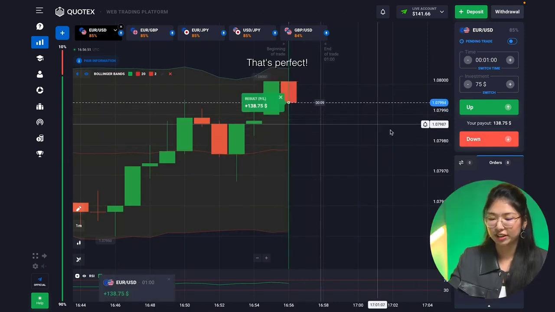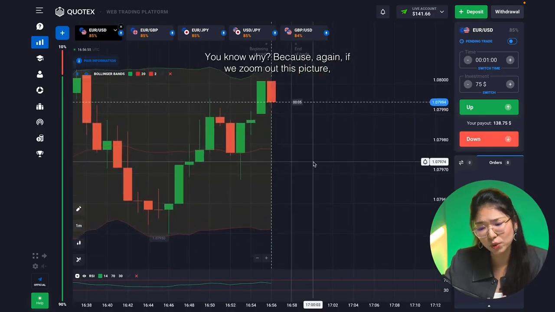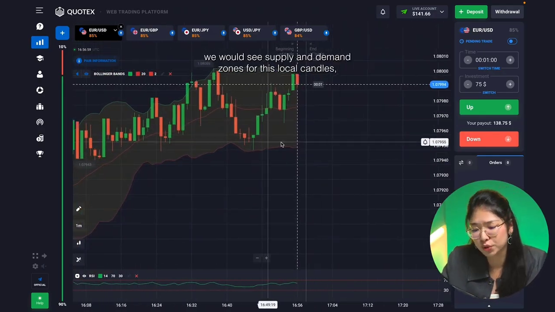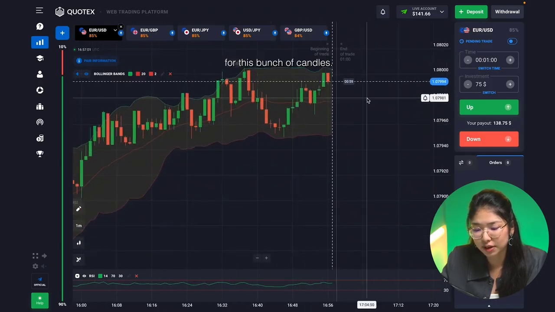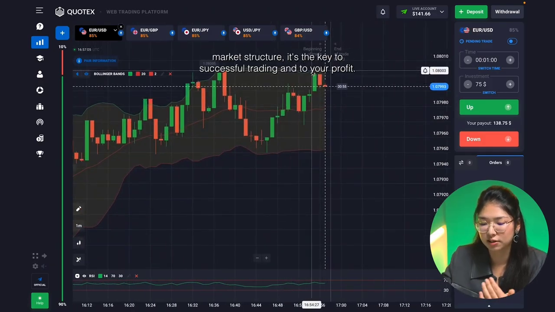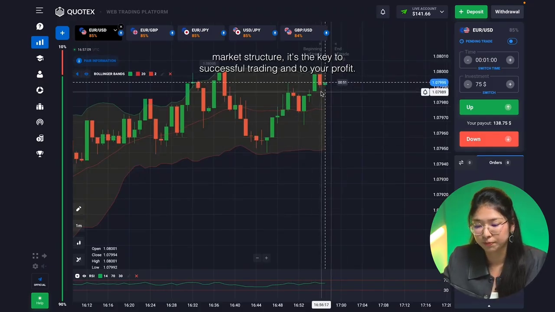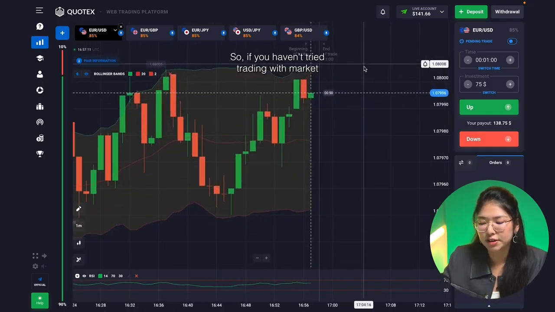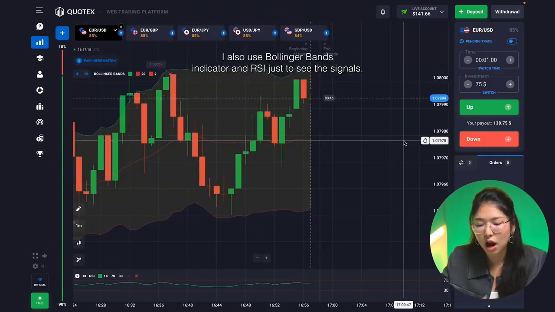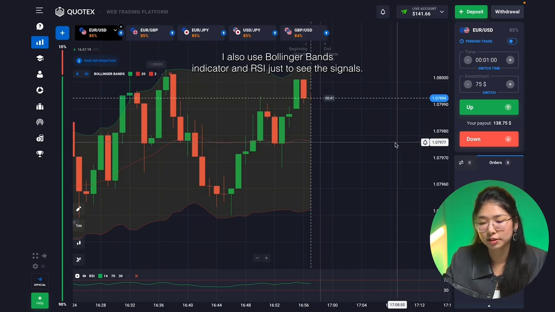That's perfect, guys, and that was so predictable. You know why? Because again, if we zoom out this picture, we will see supply and demand zones for these local candles, for the bunch of candles. And yes, now on the key levels, understanding the market structure is the key to successful trading and to profit. So if you haven't tried trading with the market structure strategy, I really recommend doing this. I also use the Bollinger Bands indicator and RSI just to see the signals.